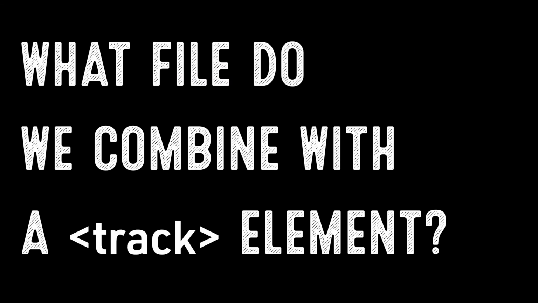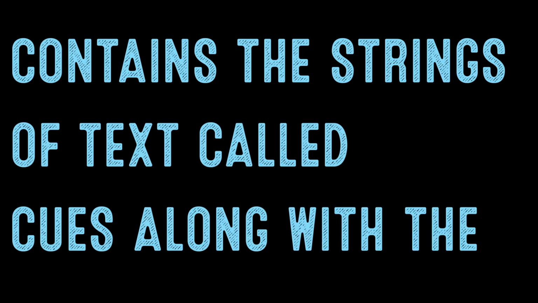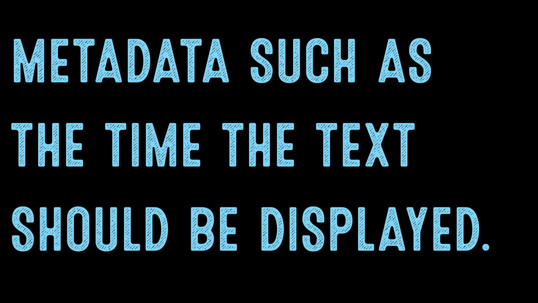What file do we combine with a track element? A web VTT file. What is a web VTT file? A web VTT file format is a way of writing text files that contains the strings of text called cues along with the metadata, such as the time the text should be displayed.